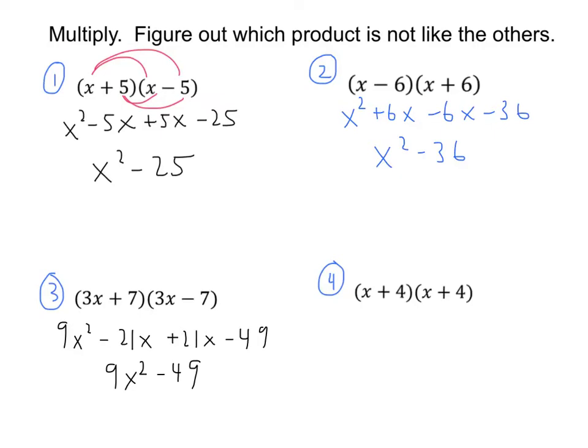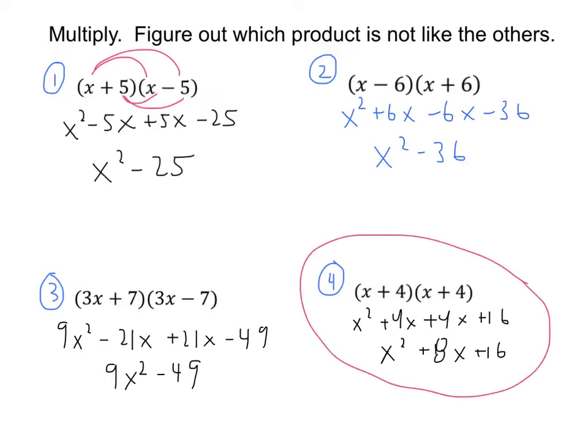Number 4. This one is x squared plus 4x plus 4x plus 16, which simplifies as x squared plus 8x plus 16. So which one is different? Hopefully you figured out that number 4 is different. This one doesn't fit the pattern.